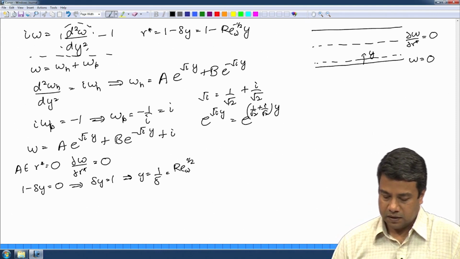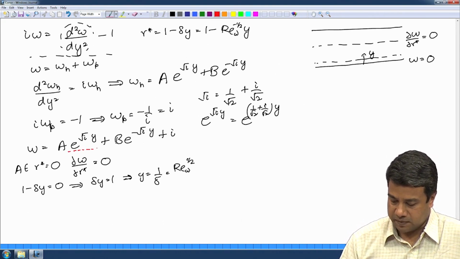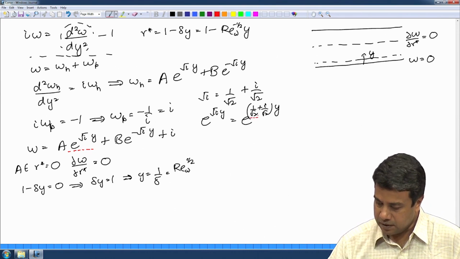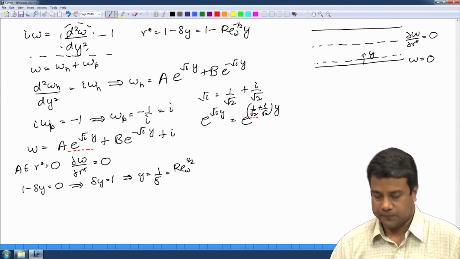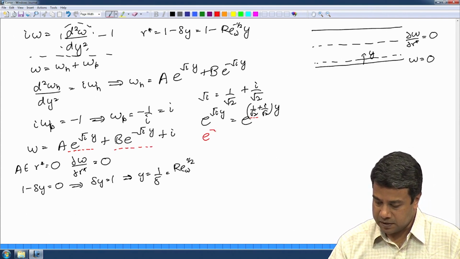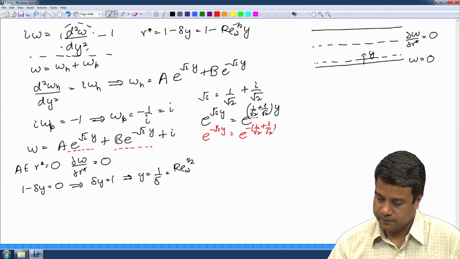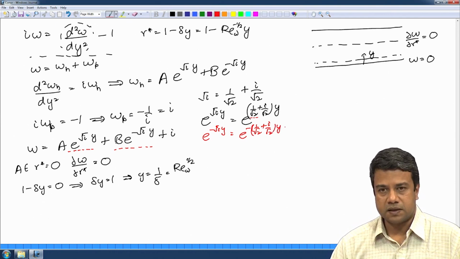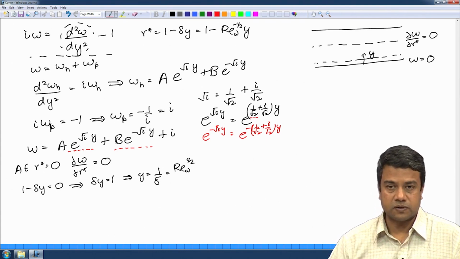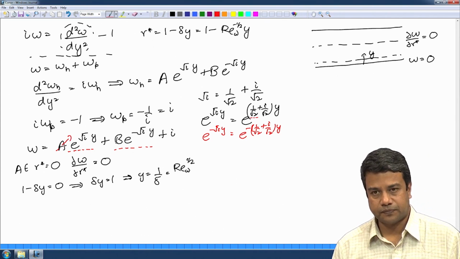Look at the two terms here. The first term is exponentially increasing because it has the real part to a positive power. The second term is exponentially decreasing, because e^(-√i y) is equal to e^(-(1/√2 + i/√2) y). This is exponentially decreasing. The exponentially increasing term does not have 0 slope at the origin.